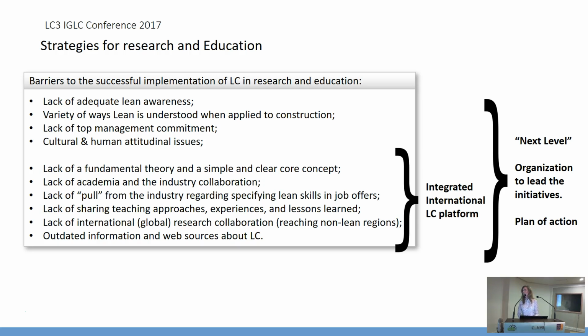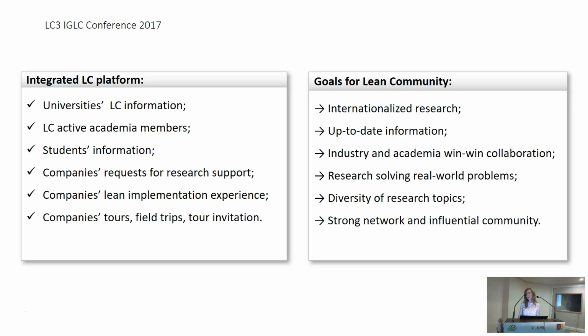So we think that some of those problems could be overcome by creating an integrated lean construction platform. This platform should unite the interests of all parties: students, researchers, and companies. There are a lot of benefits that the lean community can gain. Our goal is to create a strong network, with information gathered in one place, easily reachable and accessible, and always up to date. This platform could address the missing link between industry and academia collaboration, internationalization, and direction and monitoring of the quality of the research that we are doing.